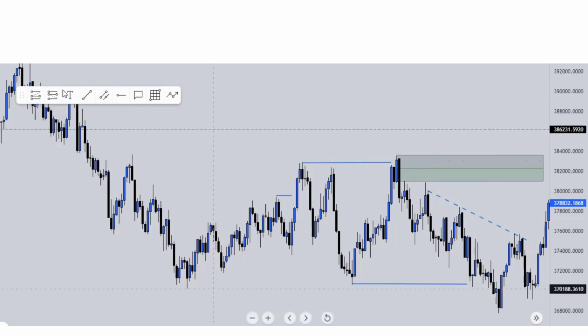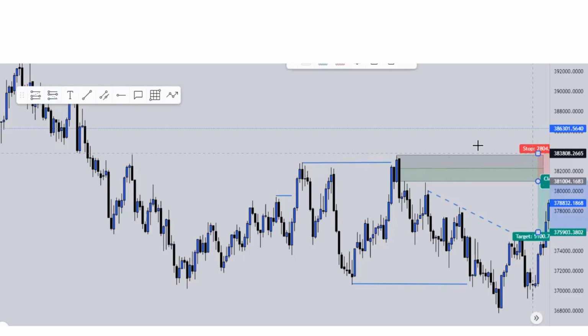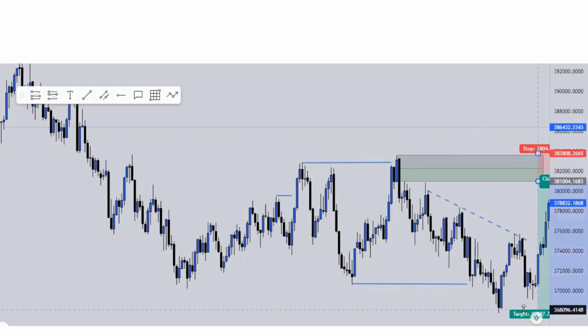So now, what do we do? We get our sell limit and we place it at the opening of this zone, and a stop loss just above this zone, just like 1 pip for spreads or anything. Then I'm taking my profits down here, these lows. Yeah, let's take it there.